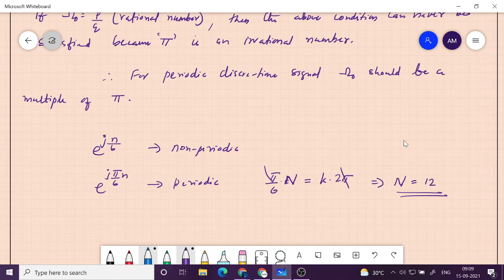So k has to be an integer. It could be plus or minus 1, plus or minus 2. To find the period, you can take all the plus values, because minus doesn't make any significance here. So 1, 2, 3, 4. These are the values which k can take. You have to take one value of k such that capital N becomes an integer, the smallest possible value. If you shift this function by 12 samples, you will get back this function.